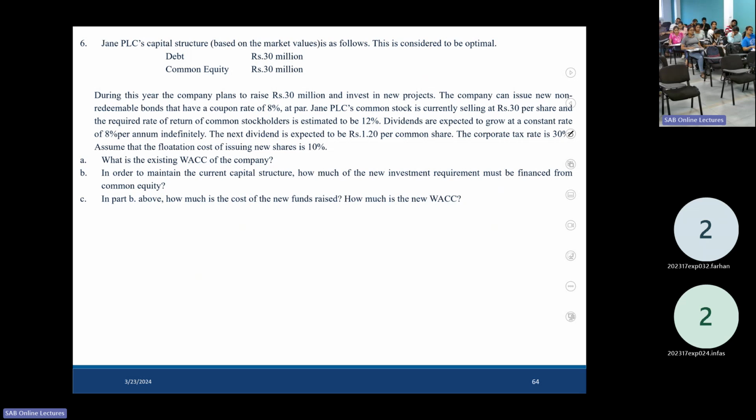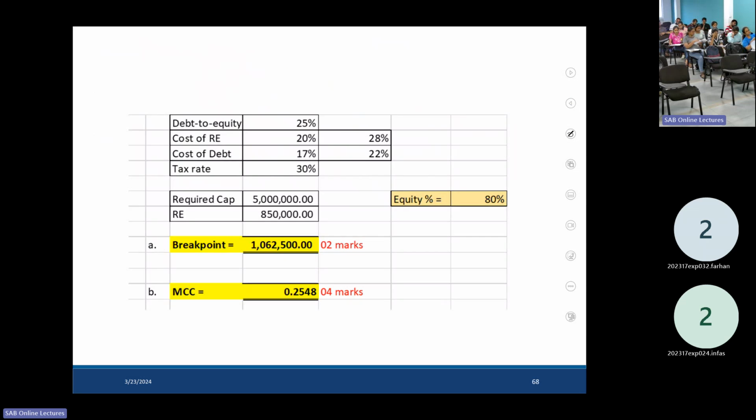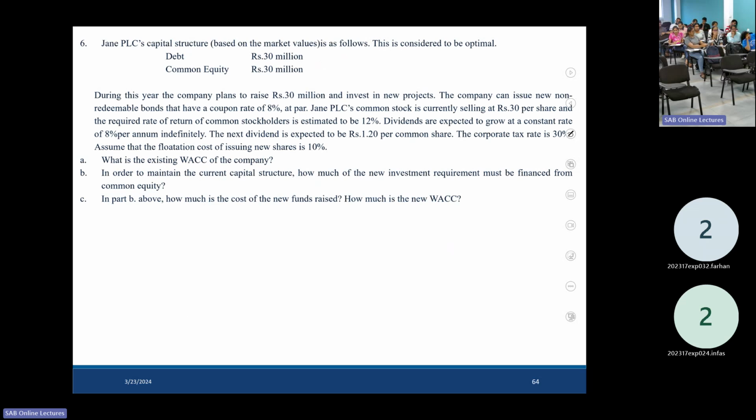So now you can see I have put some extra sections from the tutorial. Anyway, let's look at this one. Can you see this? This is in your tutorial also. Do you have any question? Any clarification on the cost of capital?